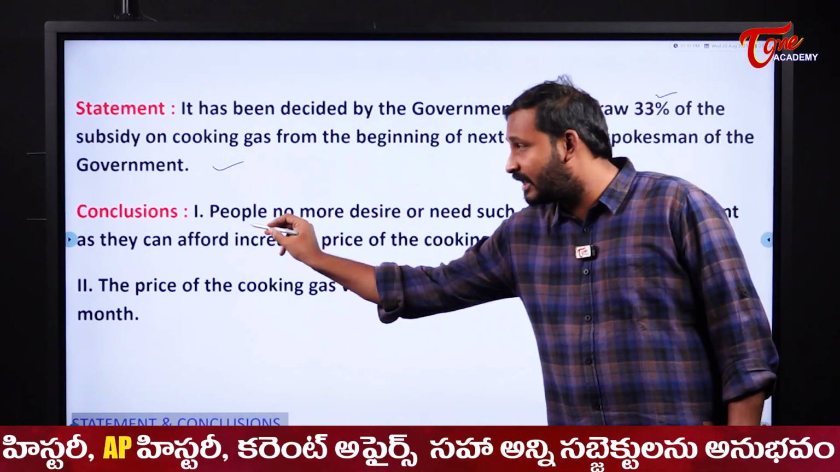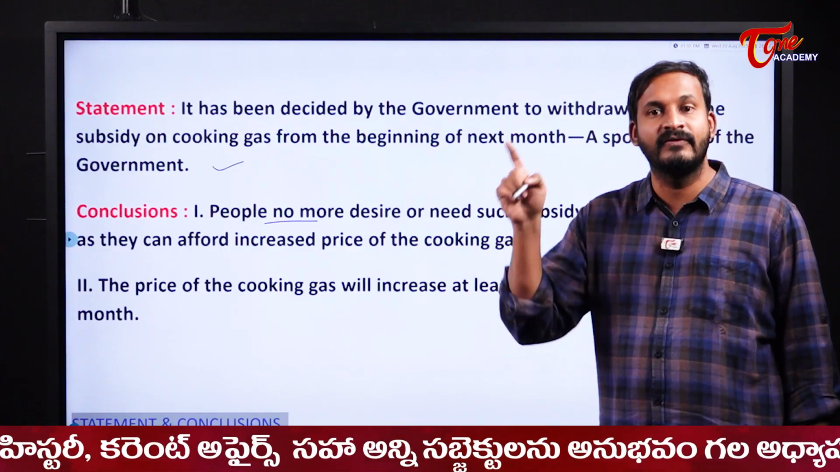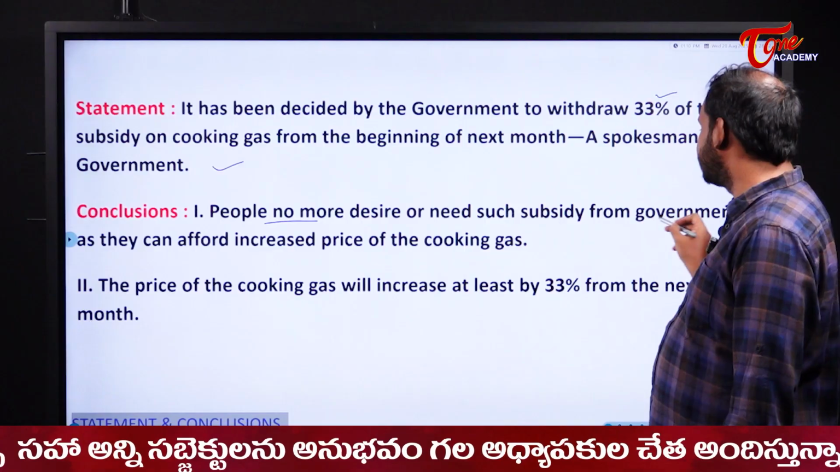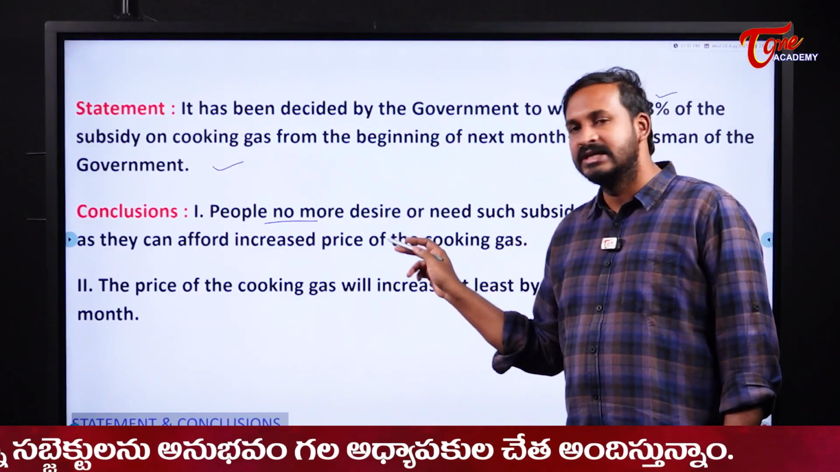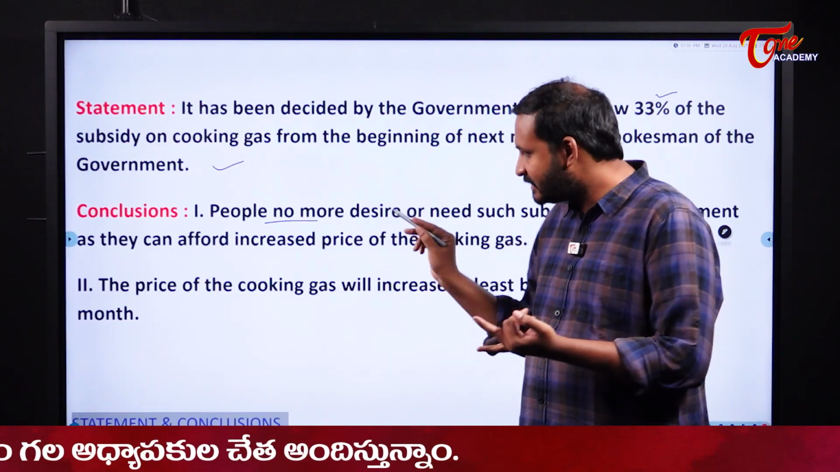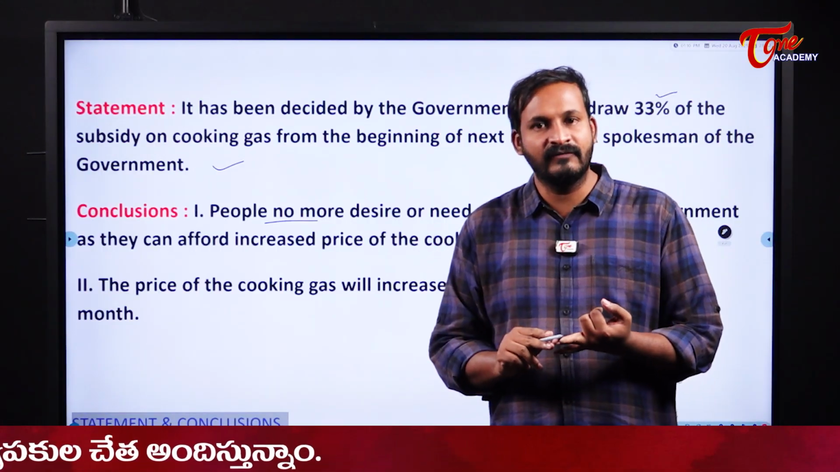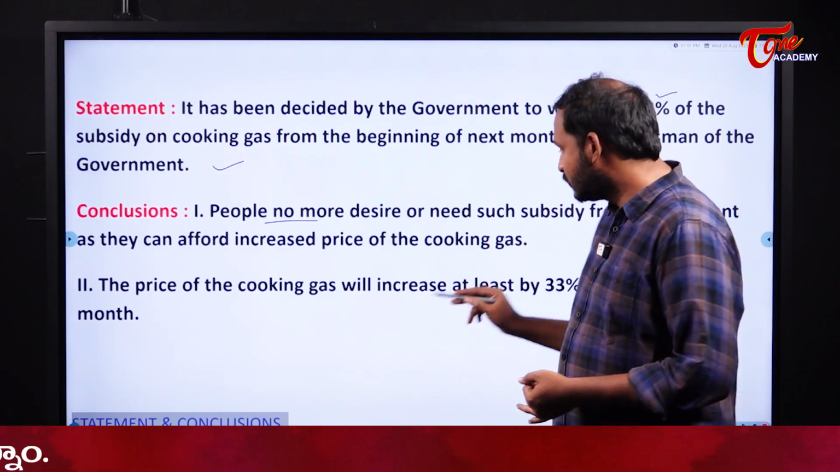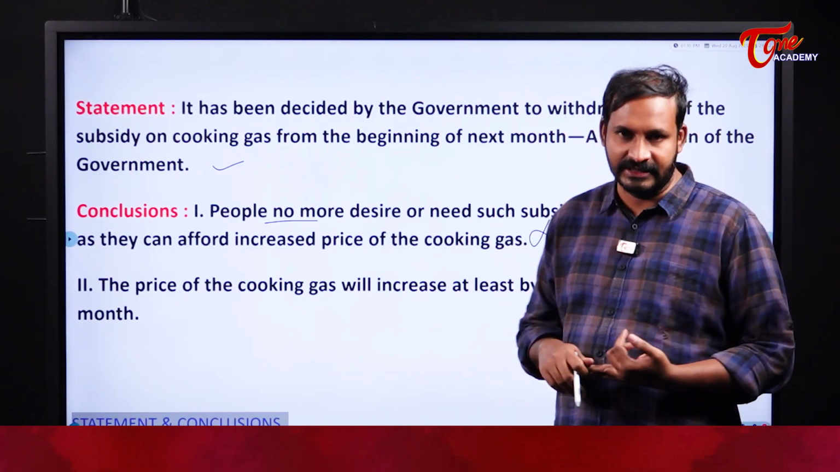See, it is not the desire of the public, it is the desire of government. So people no more desire or need a subsidy from the government, as they can afford it. Does they mention the people's interest? No. Does they mention anything about the affordability of the public? No, they don't mention the financial status also. So both the things we can cancel.